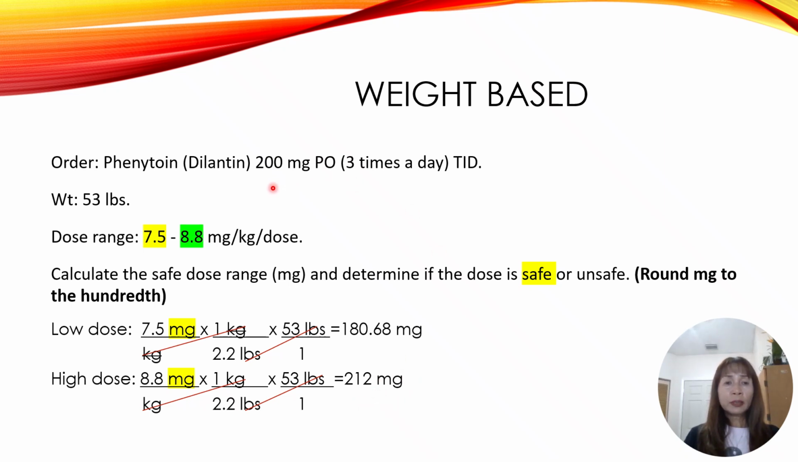So now let's look at what the doctor ordered. The doctor ordered 200 milligrams per dose, right? Okay, so now we are going to see. 200 is in between 180.68 and 212. So that means that 200 milligrams is in between these two numbers. So this dose is safe to administer.